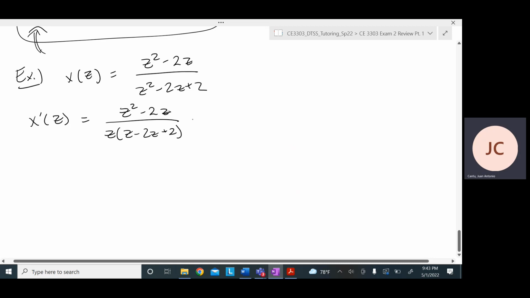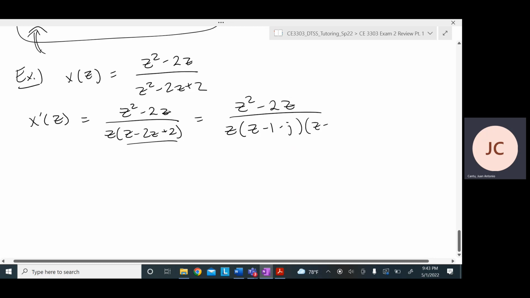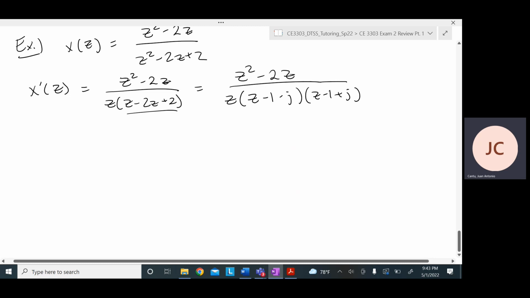Okay, so now let's factor this. We get z squared minus 2z over z times, and if you factor this, you'll actually get z minus 1 minus j, I believe, and z minus 1 plus j. And that just comes from the quadratic formula.